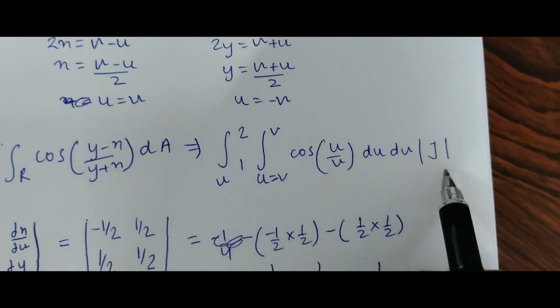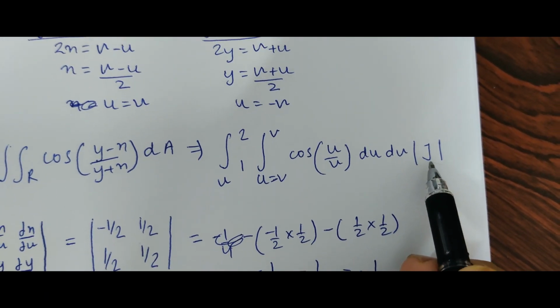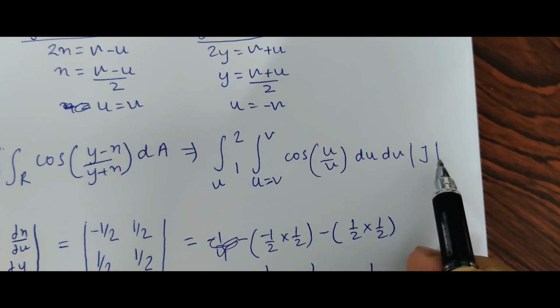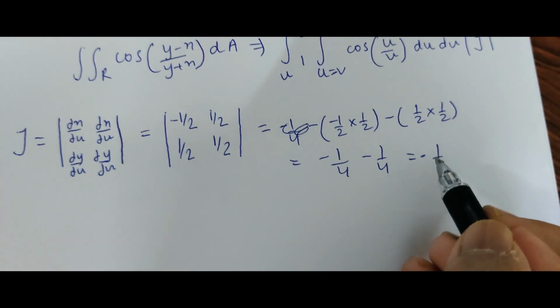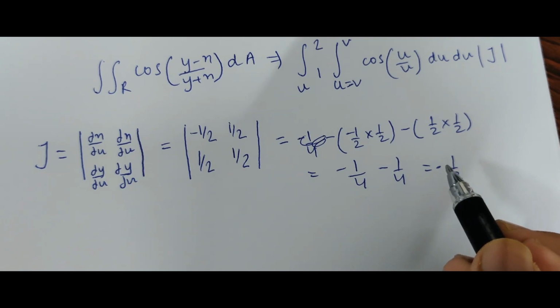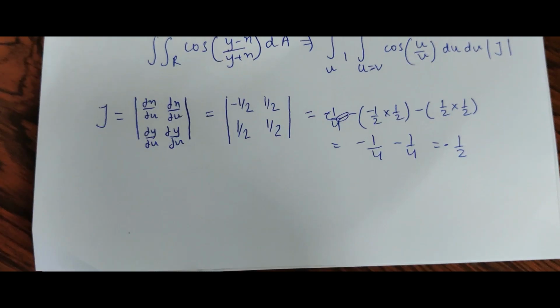But as you can see, that J is in mod, so when considering this in the function, it will be positive.